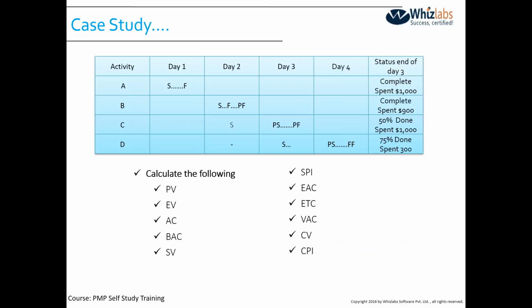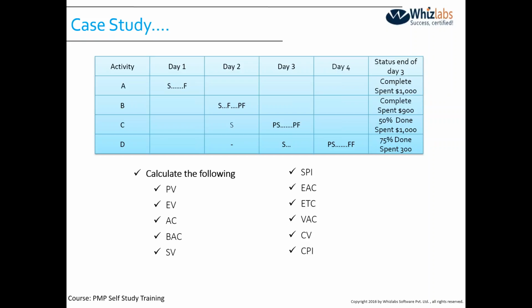Now there are 4 activities A, B, C, D, and at the end of day 3, we want to do some analysis. If you look at activity A on day 1, S stands for start, F is finish. On day 1, activity A was started and done on day 1. So if you look at the last column, status end of day 3, complete and spent $1,000. Remember one thing, the last column is talking about the status on day number 3, not day number 4.